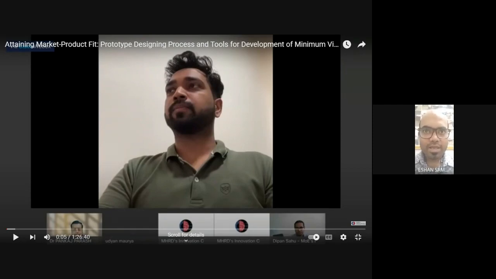This is quarter four, and the session is on prototype designing process and tools for development of minimum viable product. As we all know, the IIC 5.0 activity calendar is from our side, and we have almost covered more than 10 events till now. Today, we are very much thankful to IIC MHRD because they have provided some online resources, which we found to be very effective materials, and which must be played in front of faculties and students, as it will have a positive impact.